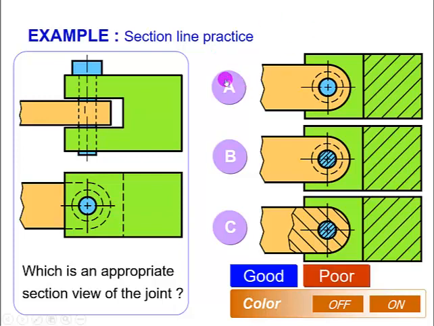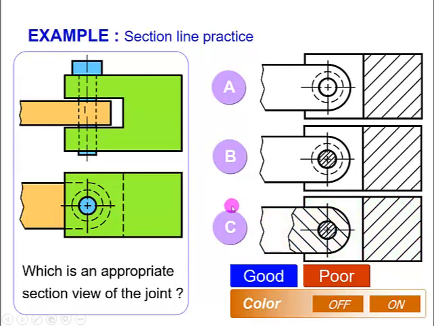So A is good, but it looks difficult to understand. B is good and it's more clear to say there's something inside. C is also good because we have a broken-out section to show just the inside of what we have, and when we do no color it goes like this.